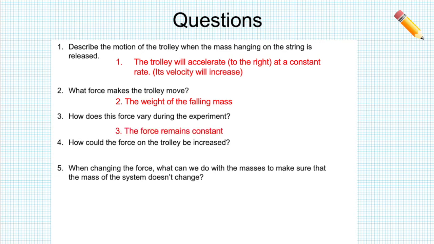How does this force vary during the experiment? It doesn't. It's a constant force. Until the masses hit the ground, the force is constant. How could the force on the trolley be increased? Well, we could add more masses to the hanger.